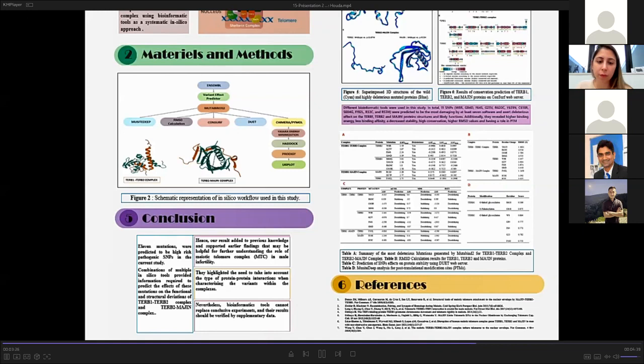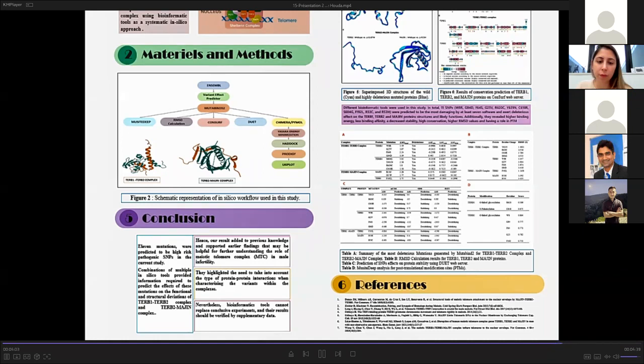So different bioinformatics tools were used in this study, and in total, out of 32 mutations, only 11 SNPs were predicted to be the most damaging by at least 7 software and exert deleterious effects on the TERB1, TERB2, and MAJIN protein structure and likely function. Additionally, they revealed higher binding energy, less binding affinity, a decreased stability, a high conservation score, higher MSD values, and having a role in post-translational modification. So, in conclusion, 11 mutations were predicted to be high-risk pathogenic SNPs in the current study.